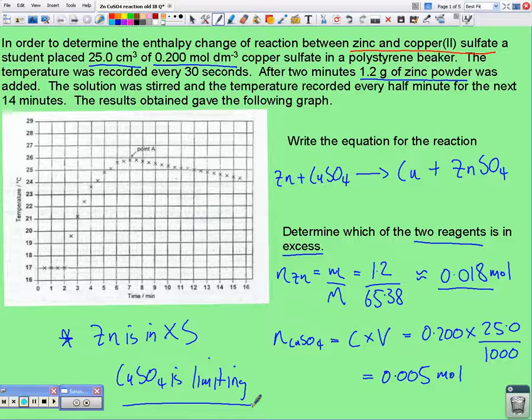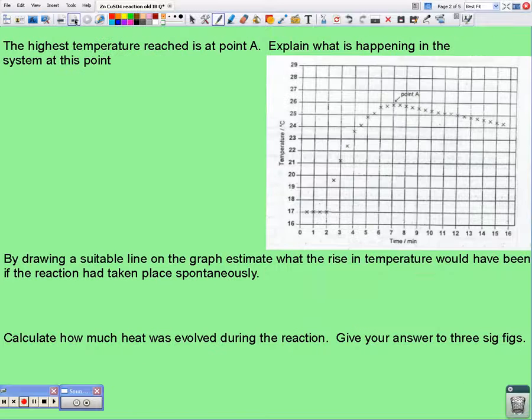Okay. Moving on, here's the rest of the question. It tells us that the highest point in the graph is at A here, highest temperature is that point there, and they want us to know what's happening in the system at that point. Well, the reaction's obviously over, and the energy that's been released, or is still being released perhaps, must at that point be equal to the energy that's being absorbed from the surroundings.